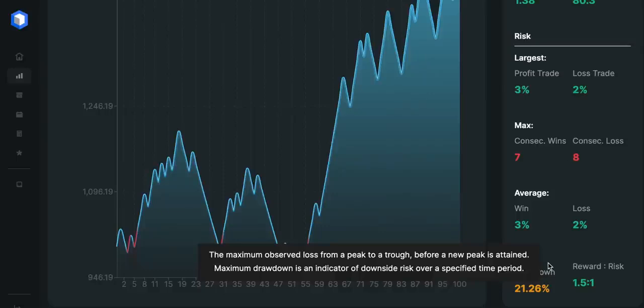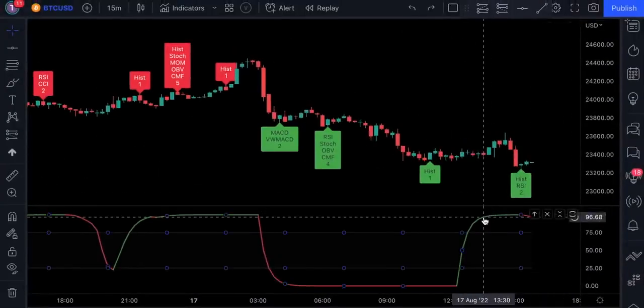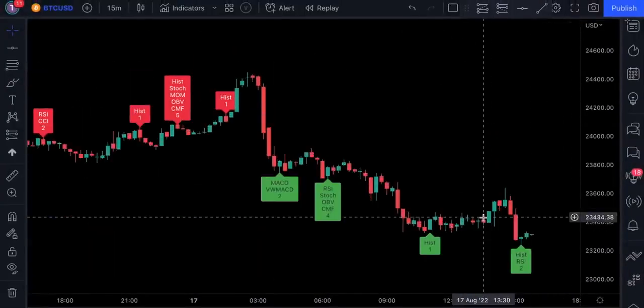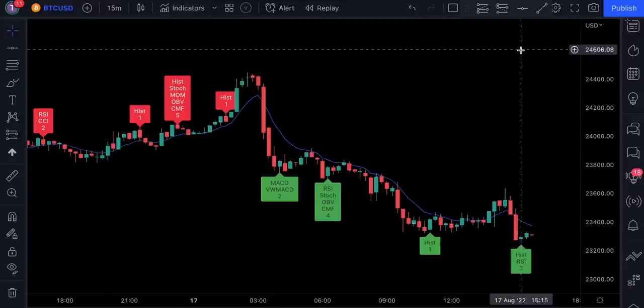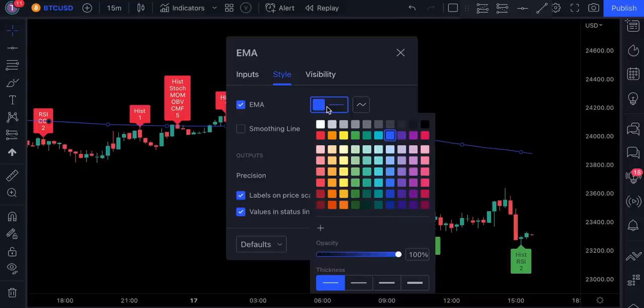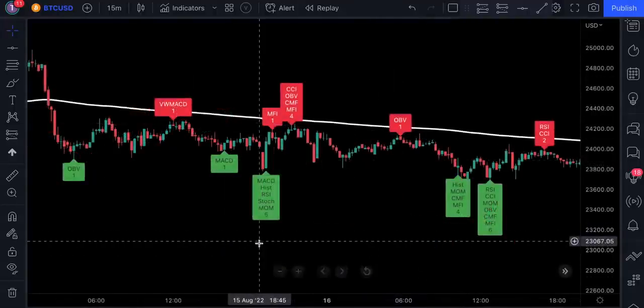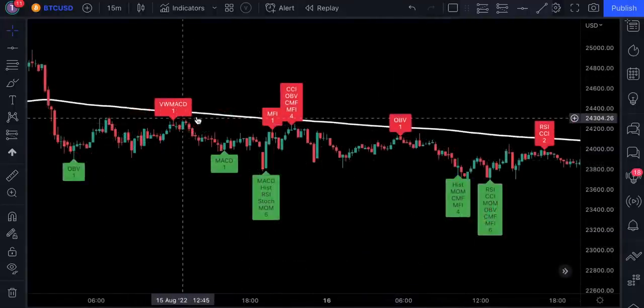Okay, now let's move on to our second method. For this method, we need to remove the STC and add an exponential moving average to the chart. Also, let's change its length from 9 to 200 and make the indicator a bit more visible. And the goal behind this strategy is simple. You basically want to be entering a trade when the price action is making a pullback into the 200 EMA.